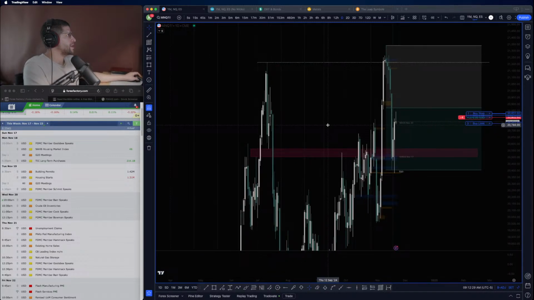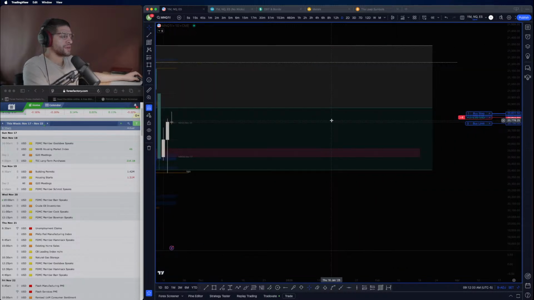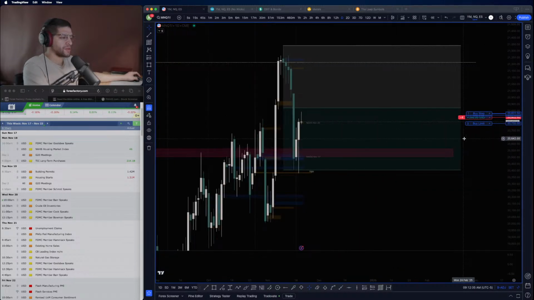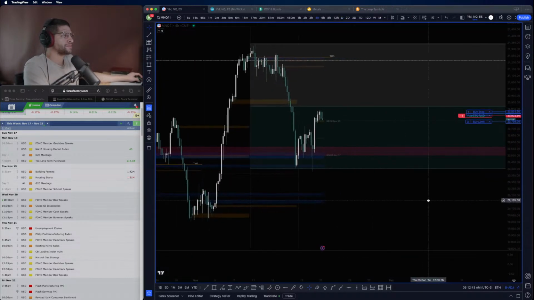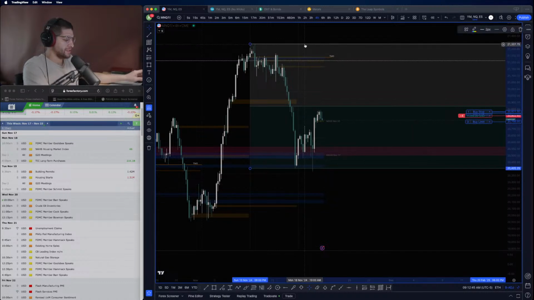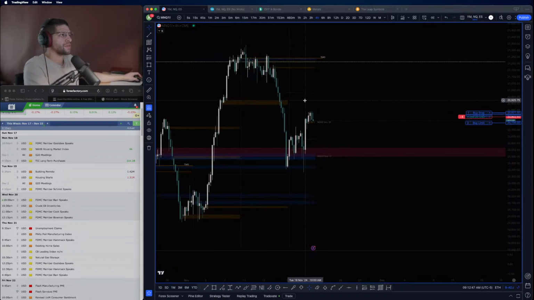What else? We have about 18 minutes to market open. And what am I expecting to see? Let's drop down to the 4 hour. So here's what happened yesterday. We had this move. We took out previous week low, which is here, and we left previous week high intact.